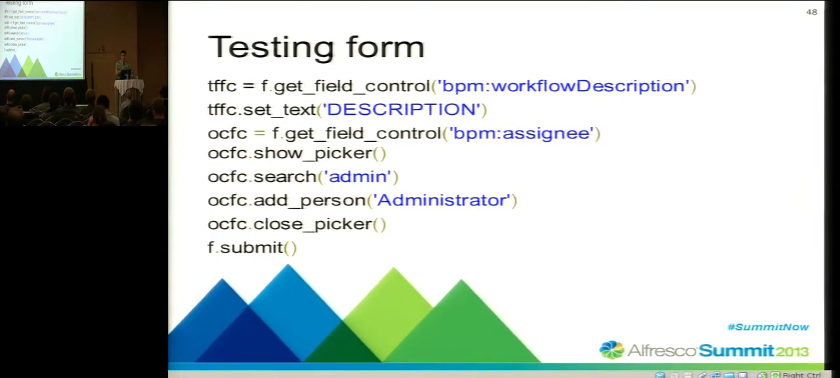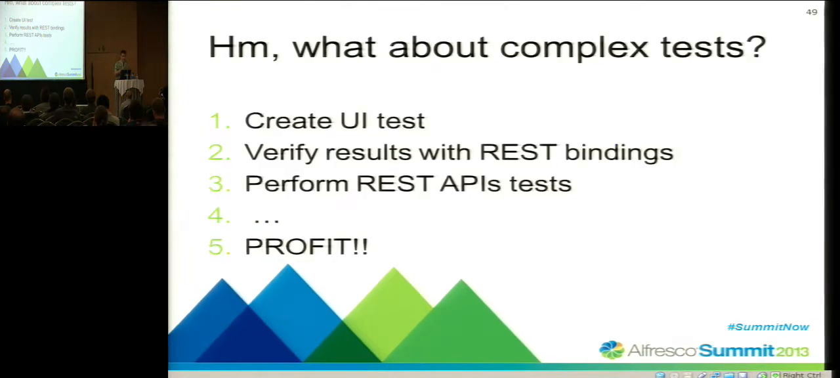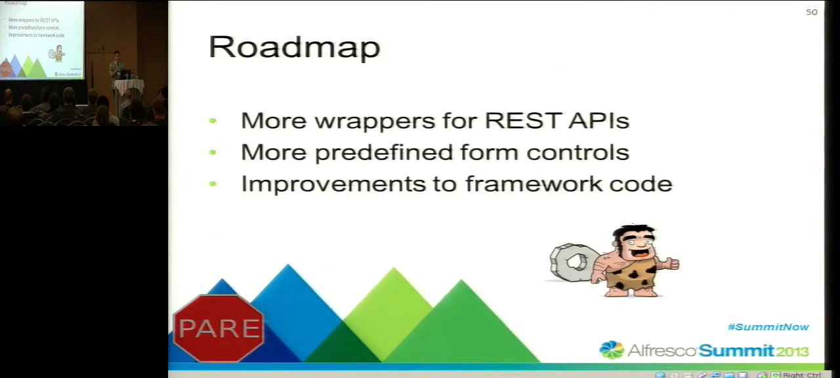We set in two fields, one by simply setting the text value, other by using APIs to interact with the form. And as you can see, there is nothing special to create a complex test, but you can easily achieve this target by just simply combining described capabilities. So repository tests, UI tests, and the bindings.